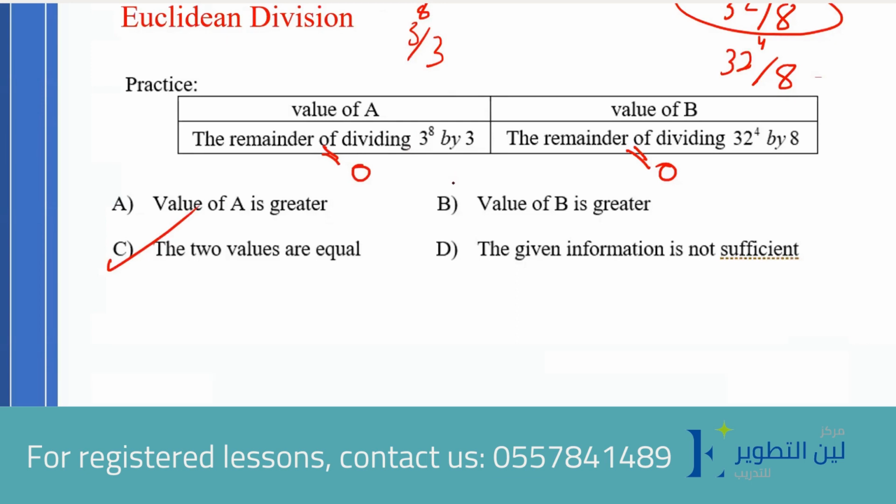Okay. I feel like you guys have just spent some time thinking about this problem. I know it just seems to be hard, but it's nothing. It's just about the remainder. The first one is divisible by 3, and the second one is divisible by 8. So the remainder is 0.